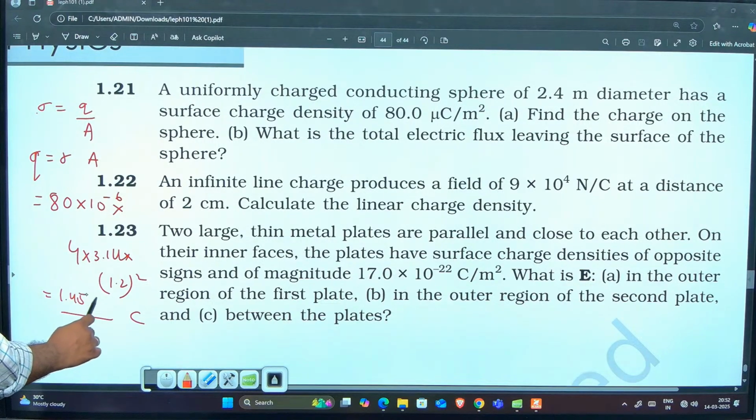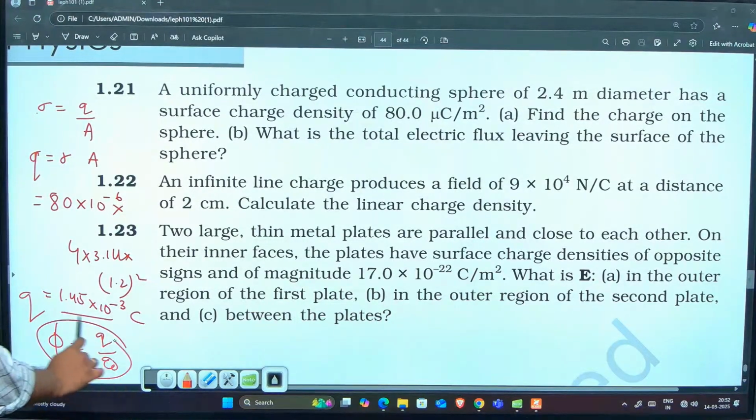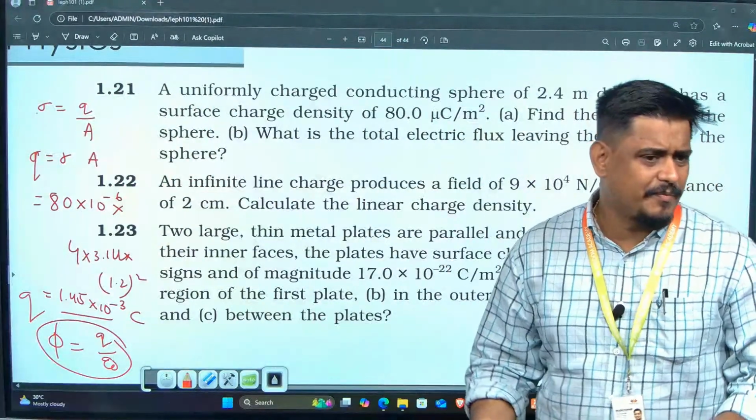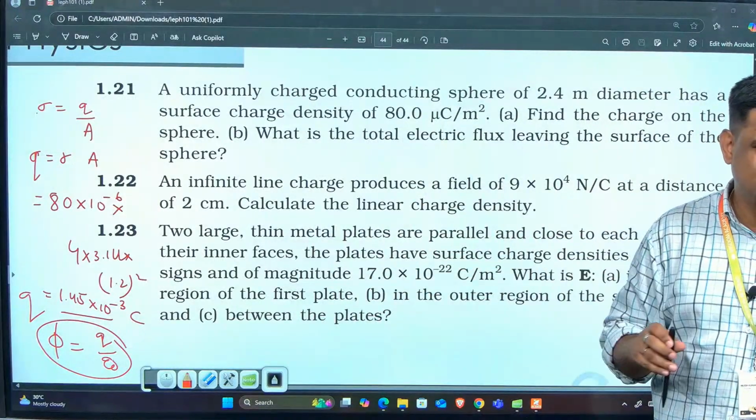Into 10 to the power minus? Is it same for everybody? If it is right, then it is the value of Q, and phi will become equal to this value divided by epsilon naught. So see, now you will have some lengthier calculations like this only. But it is simple. Anybody has doubt in this question? I don't think it should be there, right?